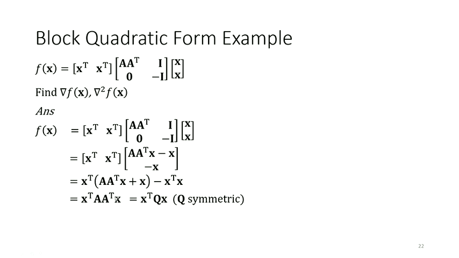AA transpose is always a symmetric matrix. The product of a matrix and its transpose is always a symmetric matrix, for obvious reasons. You can see here, you take the transpose of the product of A and A transpose, you get this, which again is AA transpose. So obviously AA transpose is symmetric. So it's X transpose QX.